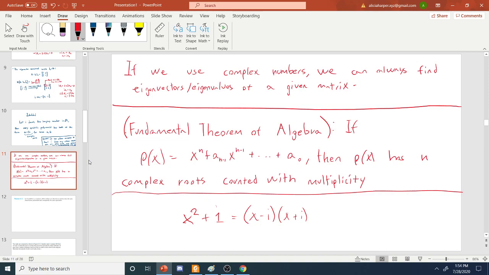And what the fundamental theorem of algebra says is that any polynomial of degree n always has n complex roots when you count them with multiplicity. And of course, some of these complex roots might be real, but the theorem doesn't exactly tell us which ones are real and which ones are complex. It merely tells us that it has a given number of complex roots.